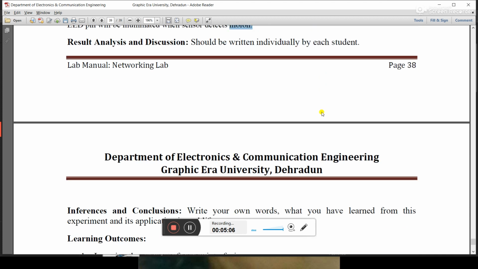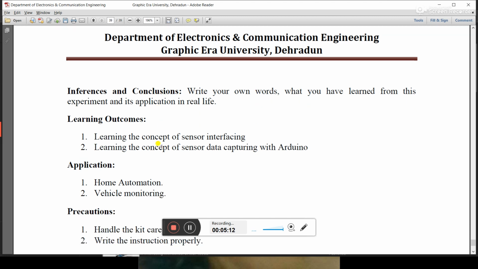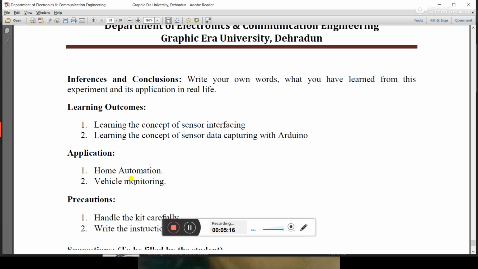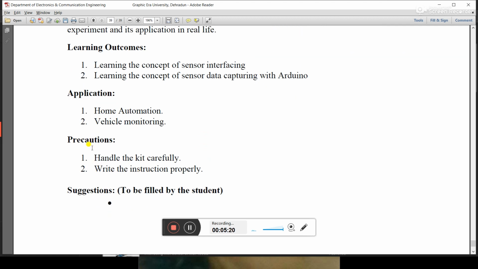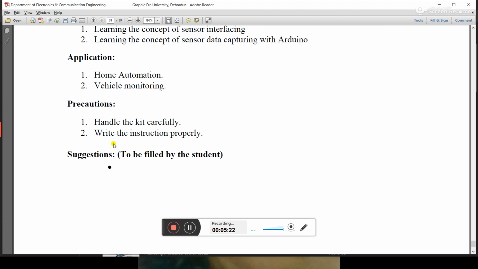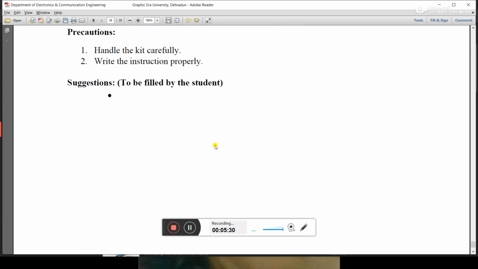Students must write the result on their own, and they should also write the conclusion. The learning outcomes are sensor interfacing and the sensor capturing data. Home automation and vehicle monitoring are applications. The precautions are to handle the kit carefully and write the instructions properly in the text editor.